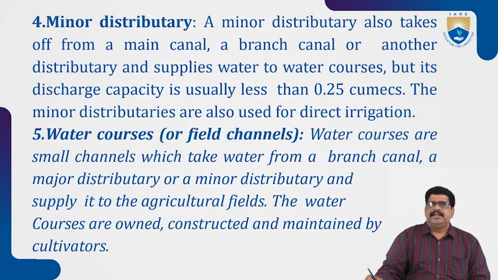Now the minor distributary. What is a minor distributary? A minor distributary is a distributary canal which takes off from the main canal, a branch canal, or any other distributary, and supplies water to the water courses. The discharge capacity is usually up to 0.25 cumecs. Previously we discussed that in the major distributary the discharge capacity is between 0.25 and 5 cumecs. Here the discharge capacity will be 0.25 cumecs.